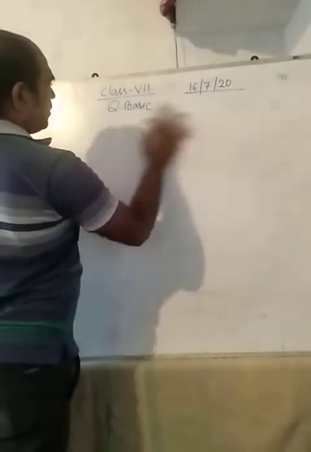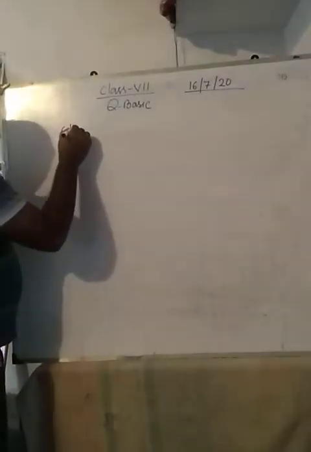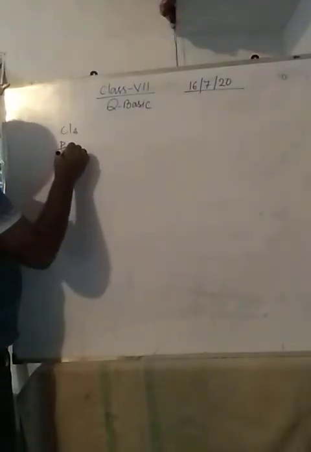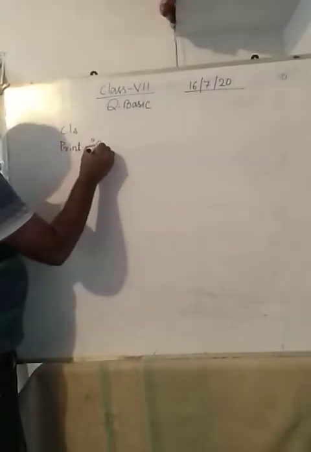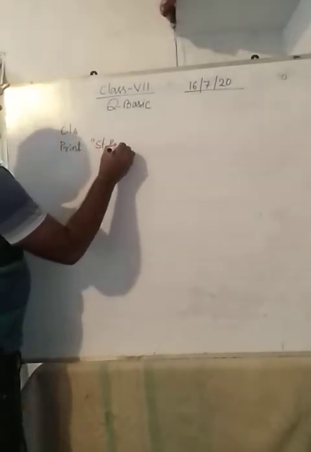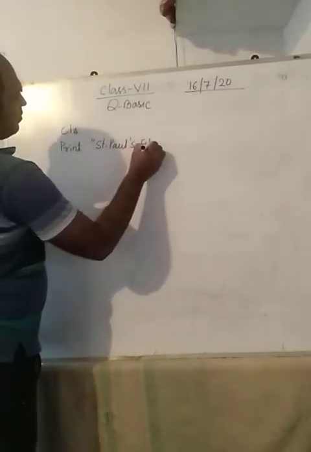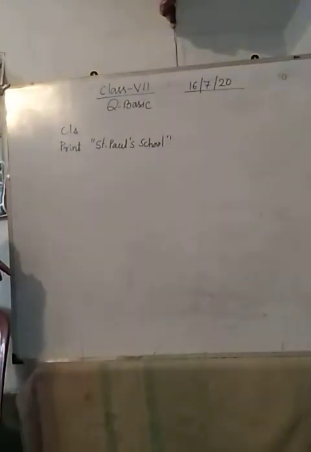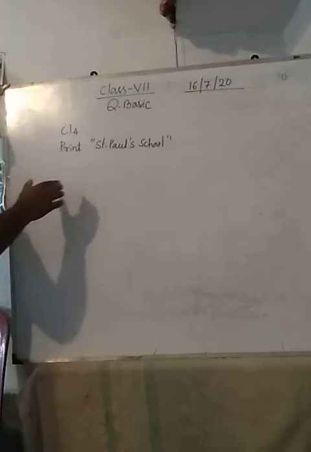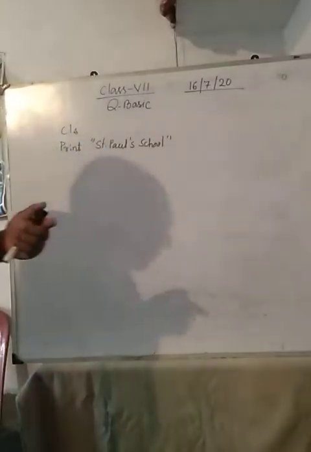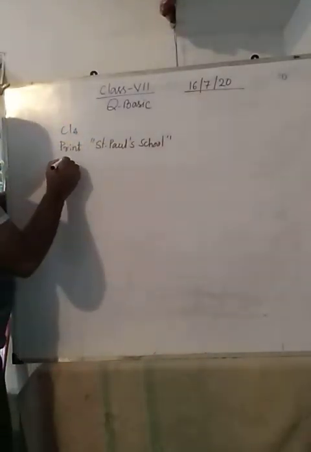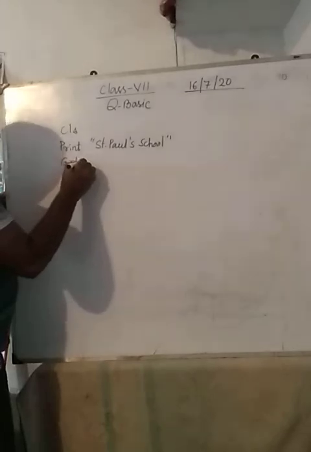Suppose I am writing here. Whenever we start a program, we write CLS obviously. Now I am writing here print St. Paul's School. Okay, this thing is very easy. If I write this, it will display St. Paul's School. You may be thinking what is the meaning of this, but it is very easy. Look at it here. Here I wrote go to 7A.